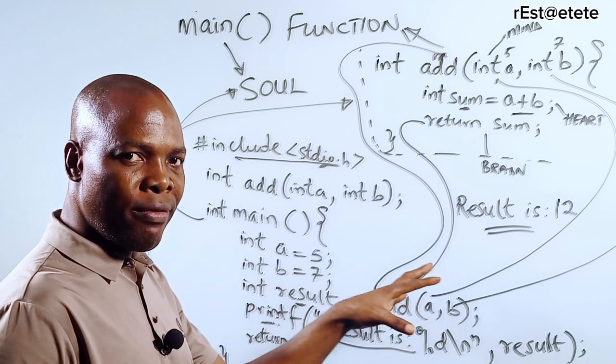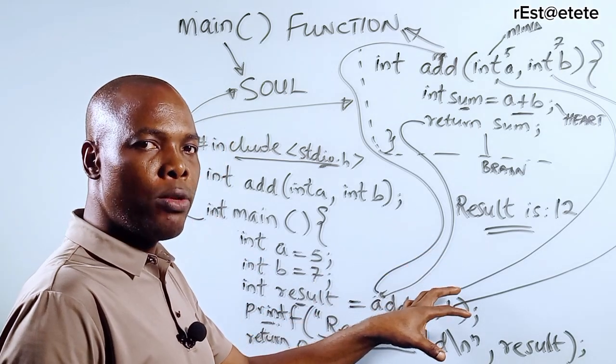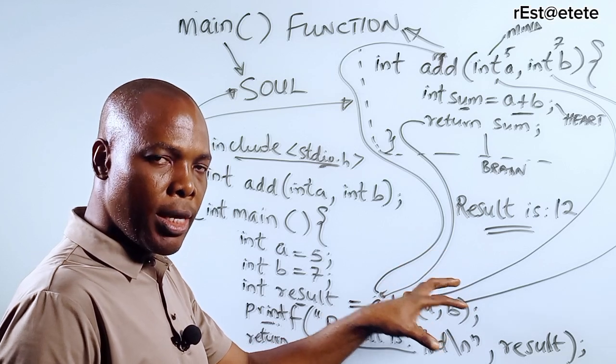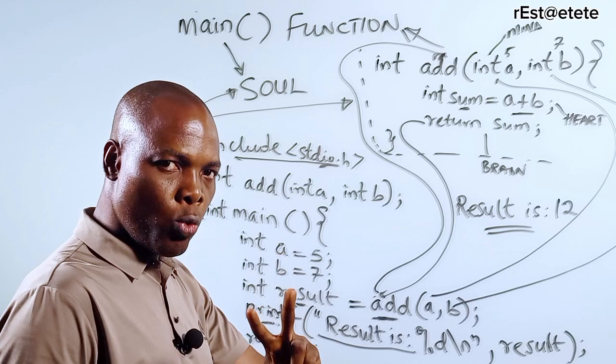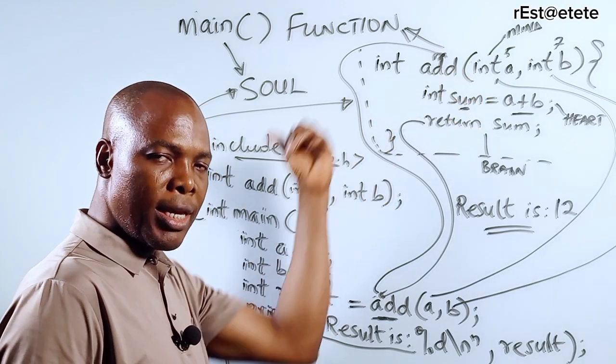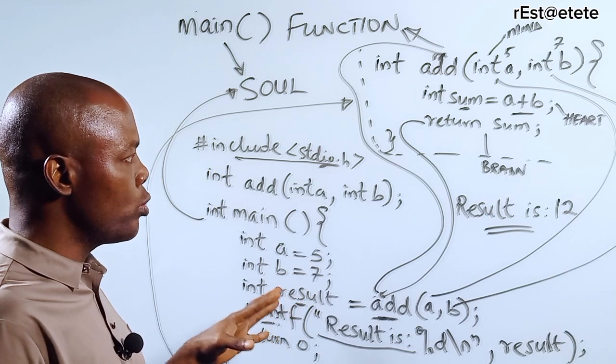Now, this is called by value. In the next class, I'm actually going to explain this call by value in depth for you to see. And in a subsequent class, I will explain call by reference. So those are the two ways in which you can call a function inside another function. So that is what I want to show to you in this class.